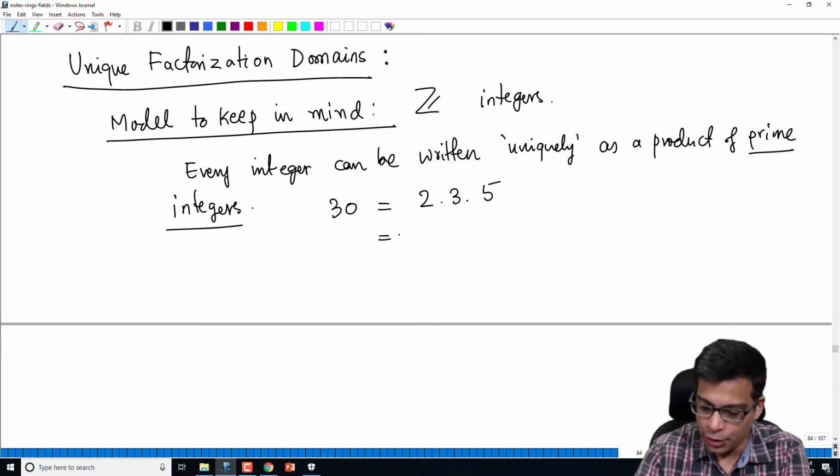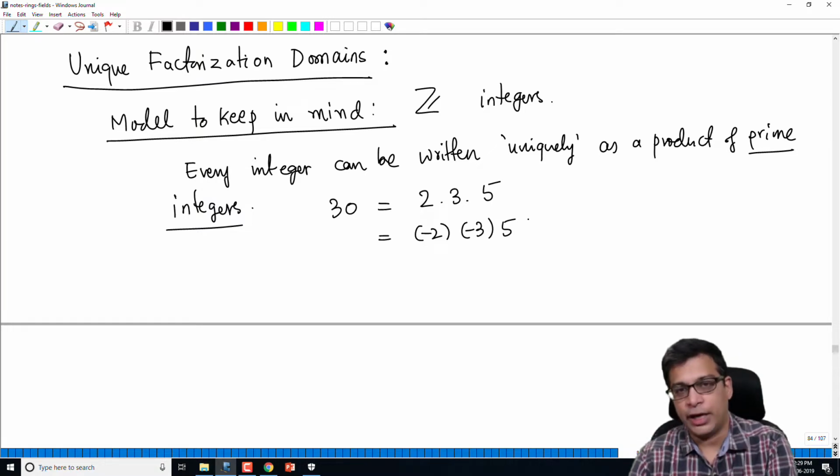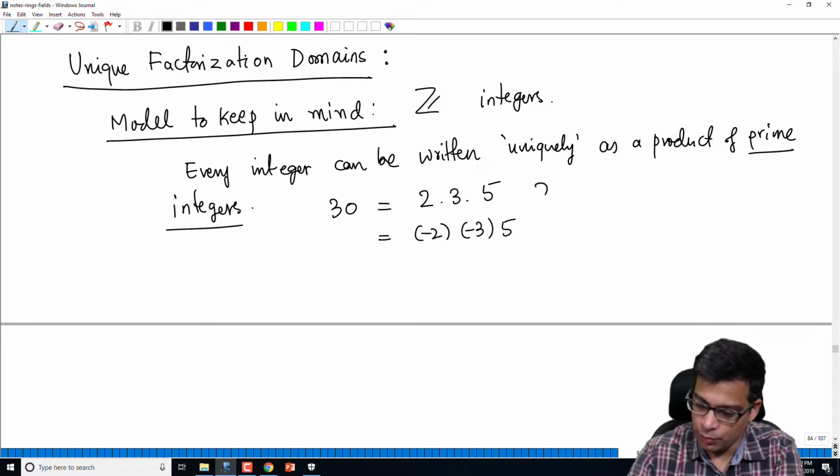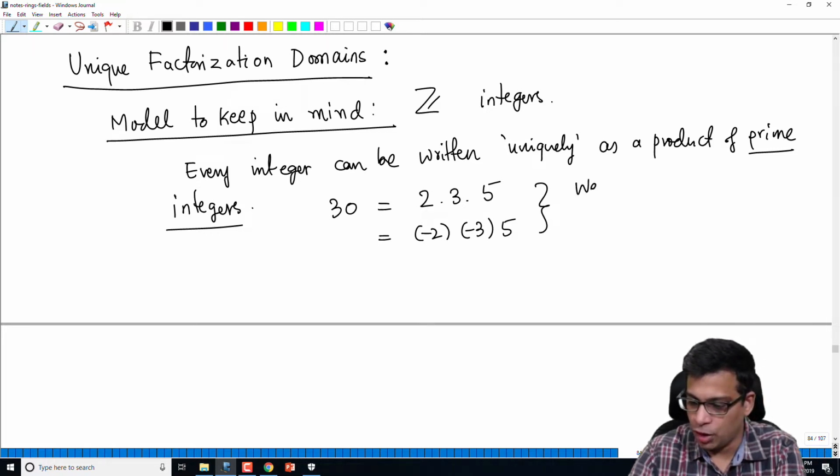But it's not quite unique, because I can also write it as minus 3 times minus 2 times minus 3 times 5. Now I am going from the notion of prime integers that we've learned in school, under which a prime number has to be a positive number. But in the more general notion of prime elements in an arbitrary integral domain, Z is an integral domain, so there is no reason to exclude negative numbers. So minus 2 is also a prime element, and hence it's an irreducible element. So we can write it like this.